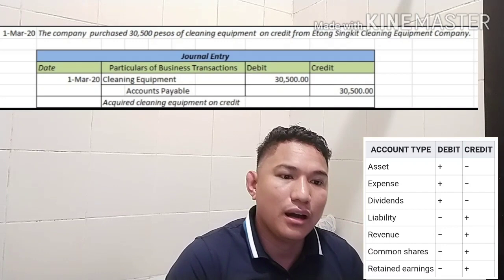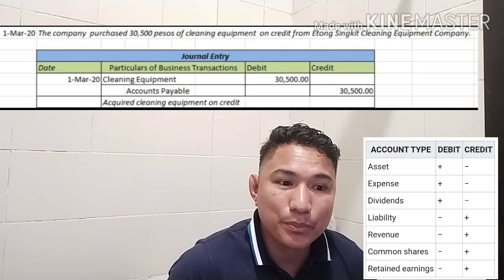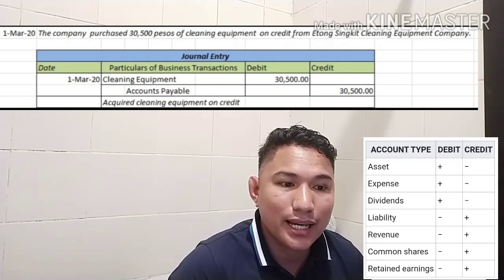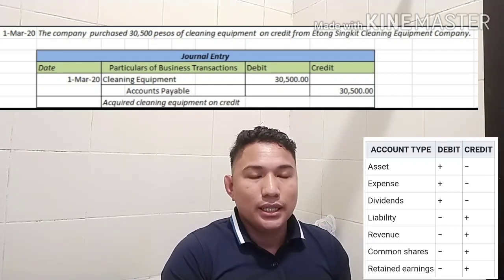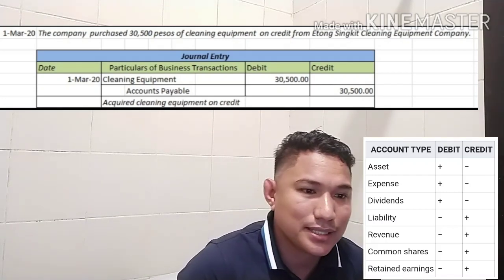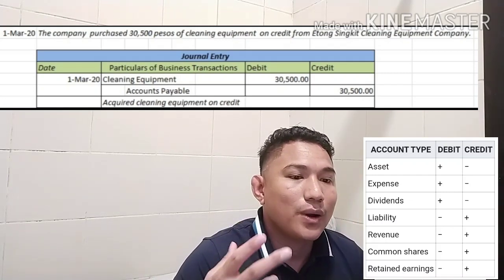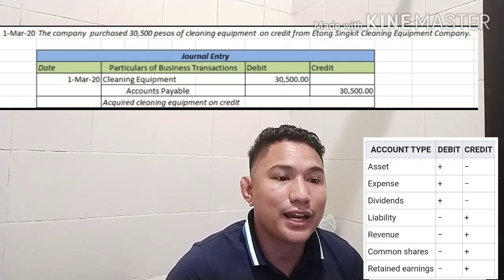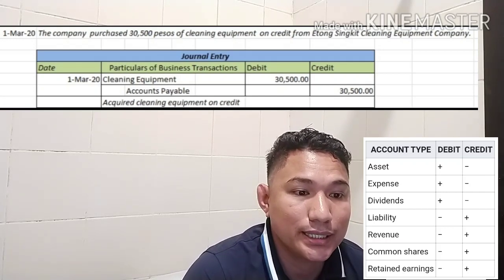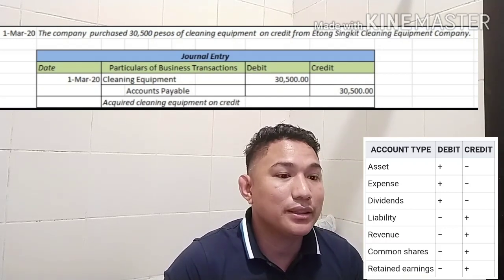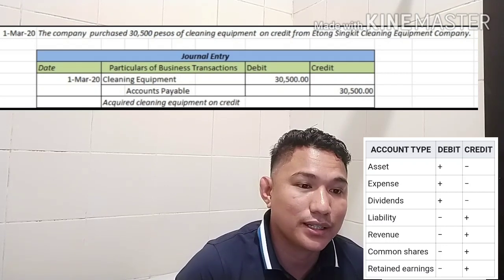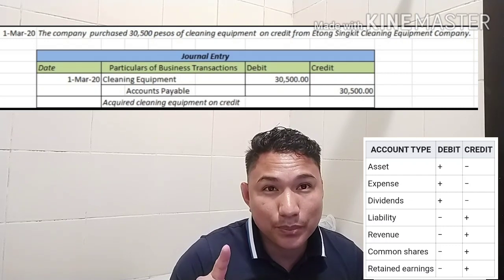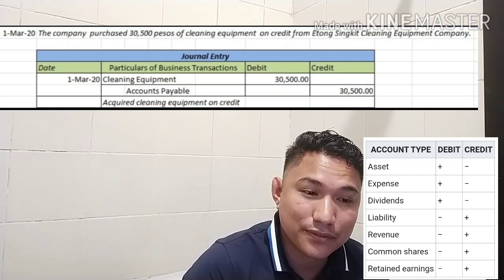30,500. Okay, you will ask why you put the cleaning equipment in the debit side and you put accounts payable in the credit side. Let's go back to the transaction and analyze it. The transaction is you acquired or purchased cleaning equipment 30,500 on credit, meaning your cleaning equipment now increased by 30,500. So cleaning equipment is an asset, the company's asset, so you have to put it in the debit side, 30,500.